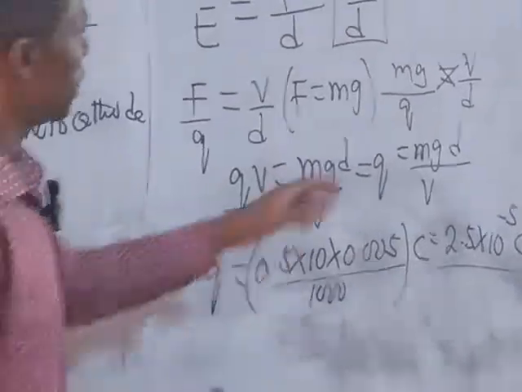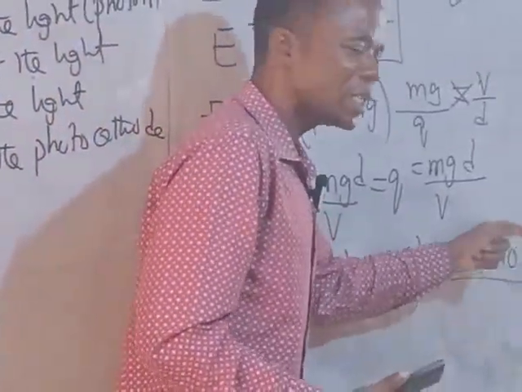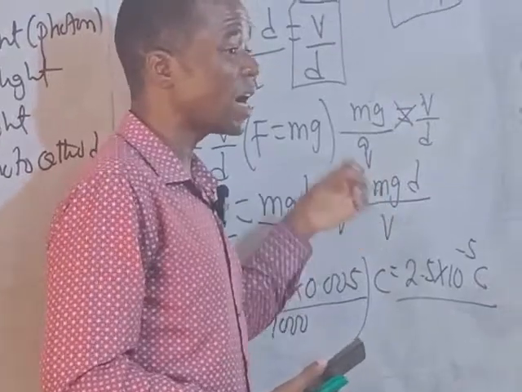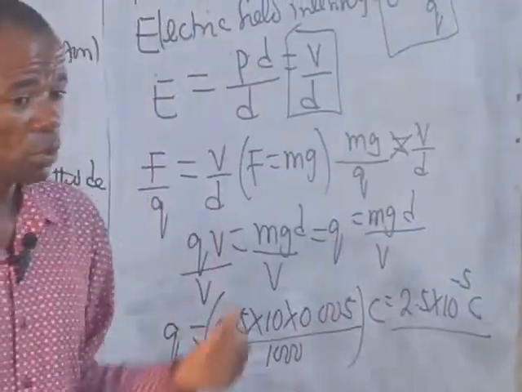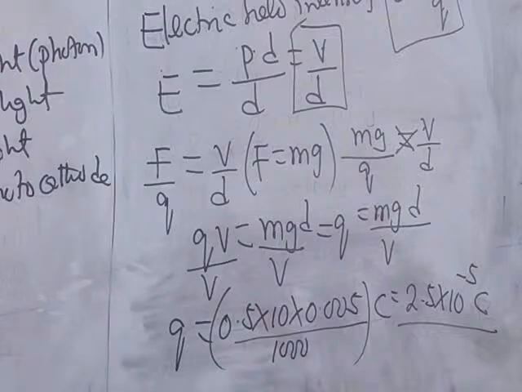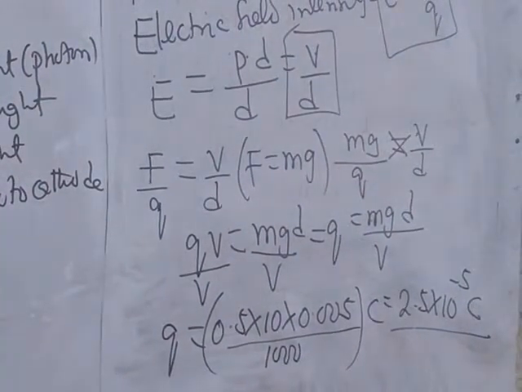And don't forget, option C is different from option D because this one is 2.5 times 10 to the power minus 5, and option D is 2.5 times 10 to the power 5. That's different. So the correct answer here is option C. Let's put the solution down quickly. Then we shift our attention to number 12.